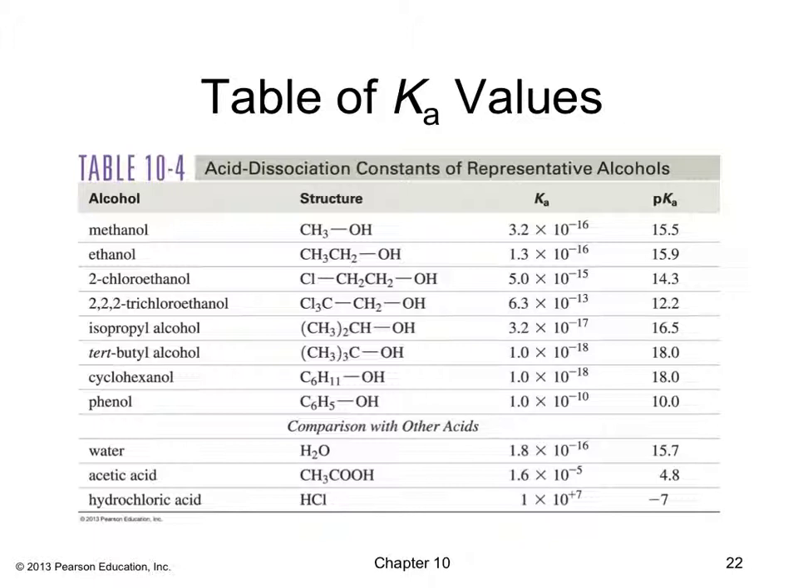Again, the range goes from 15, increasing, and then also when you go to phenol, it decreases to 10. But essentially, as you're increasing the size, you're increasing the pKa. Water, again, is 15.7. And then acetic acid is about 5. Hydrochloric acid, -7. So you can see how they compare to these others.